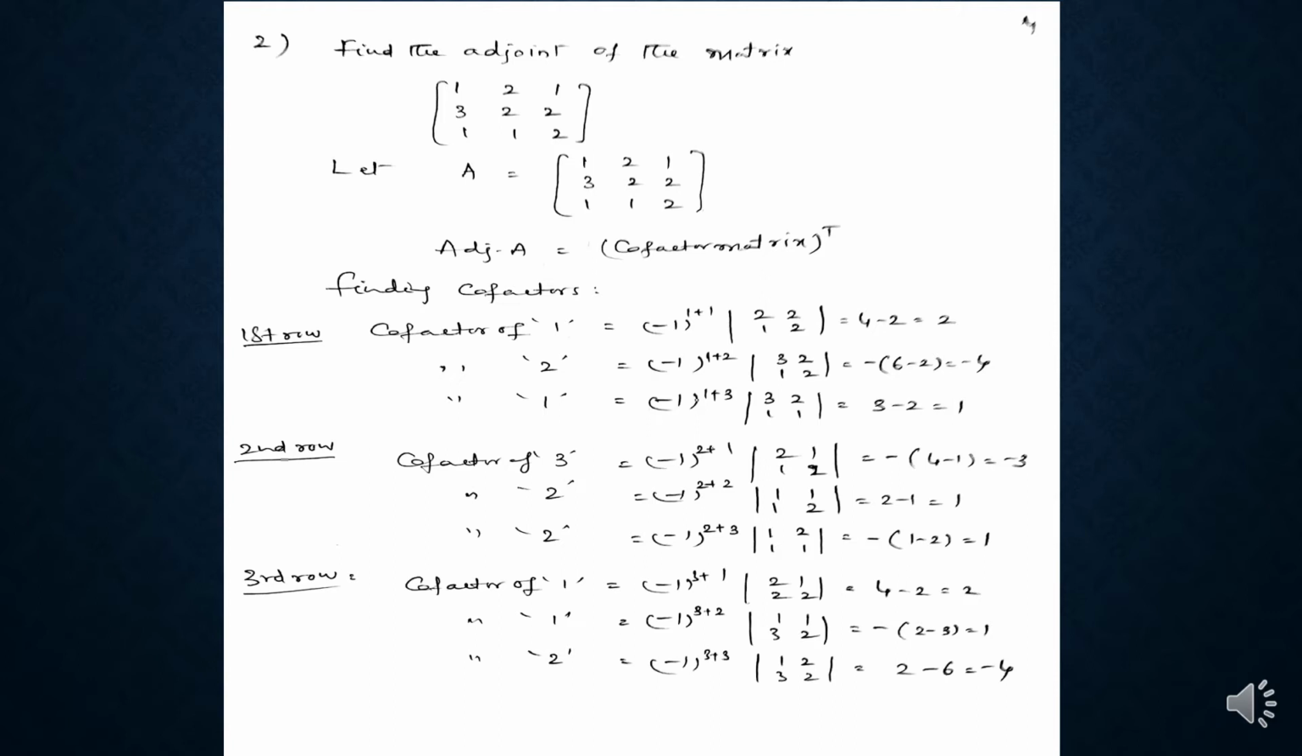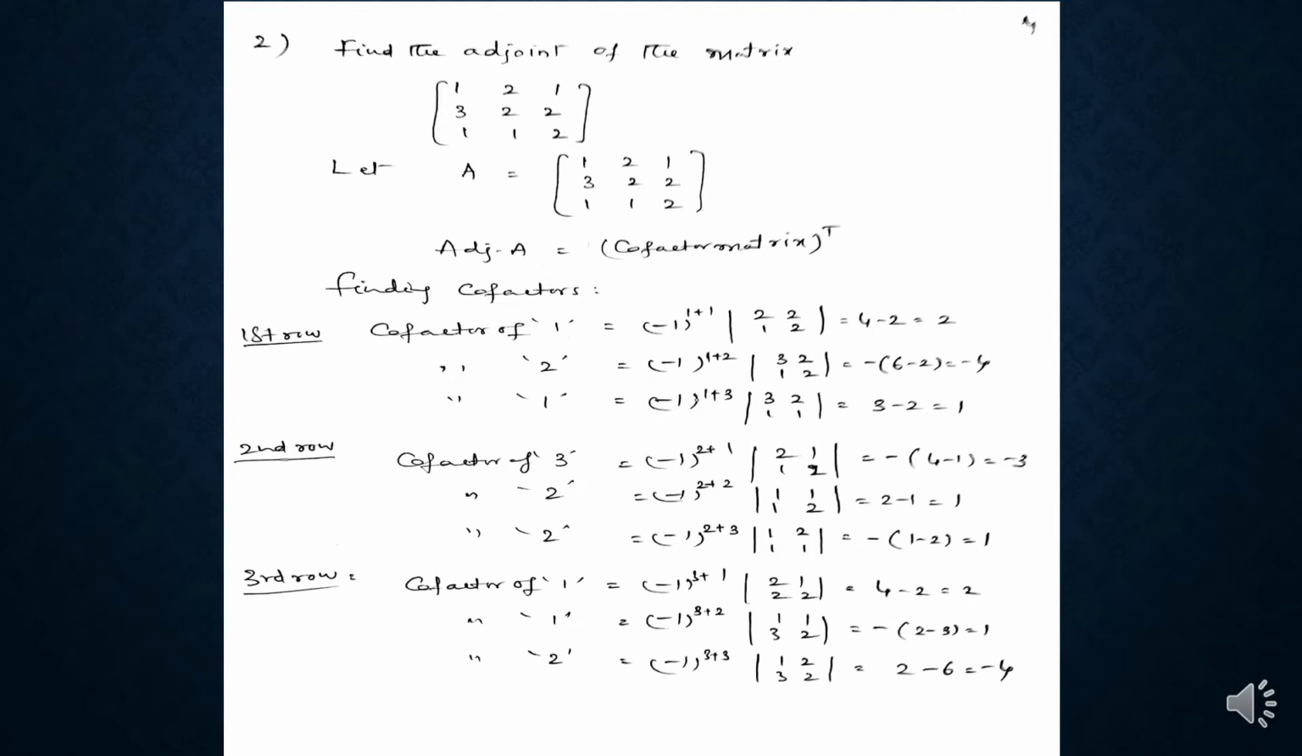So here cofactor of the first row third element is minus 1 whole to the power of 1 plus 3. The determinant is, by deleting the column and row, we will get [3 2; 1 1]. So that is minus 1 whole to the power of 1 plus 3 means minus 1 whole to the power of 4, that is equal to 1, into [3 2; 1 1] means 3 into 1, 3 minus 2, that is equal to 1.